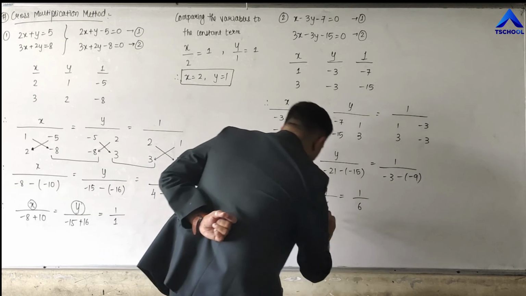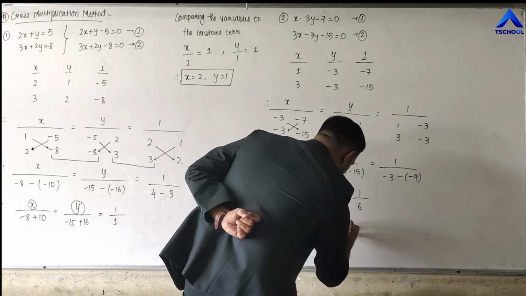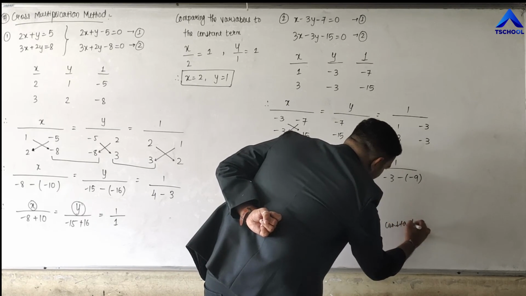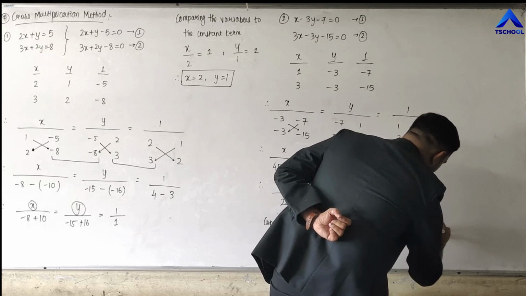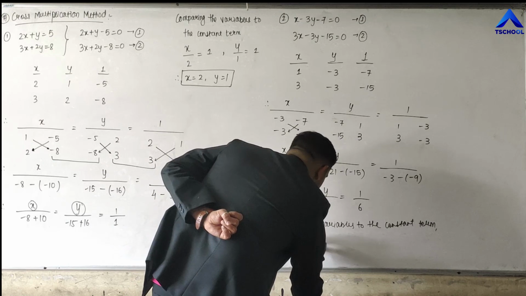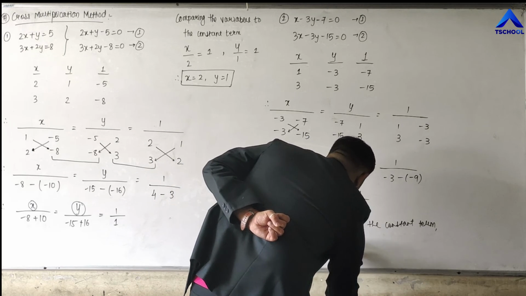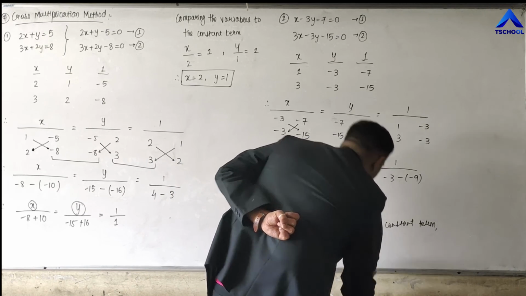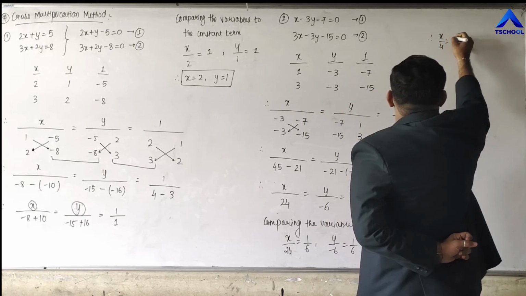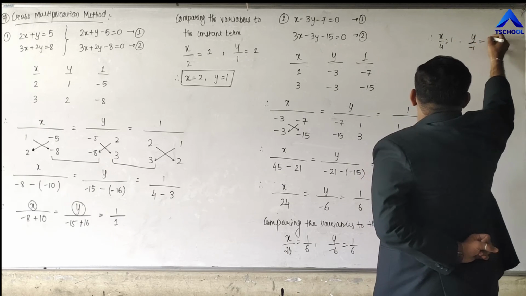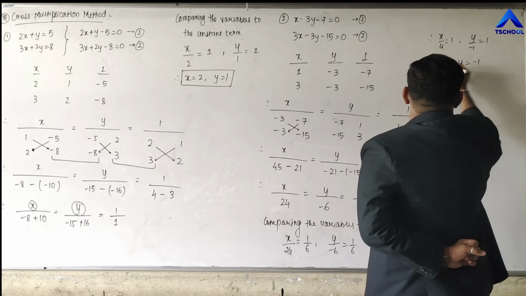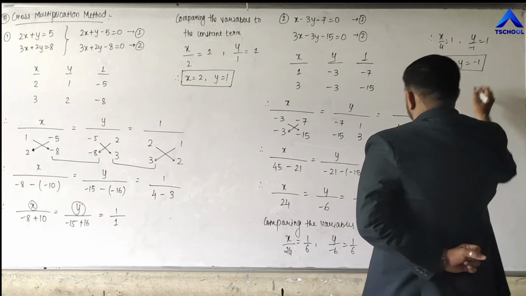Comparing the variables to the constant term, we get x by 24 is equal to 1 upon 6 and y by minus 6 is equal to 1 upon 6. Hence, we get the solution, that is x by 4 equal to 1 and y by minus 1 equal to 1. So x is equal to 4 and y equals minus 1.